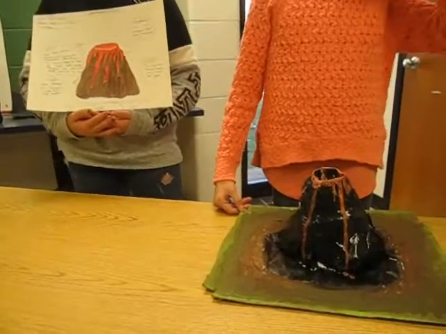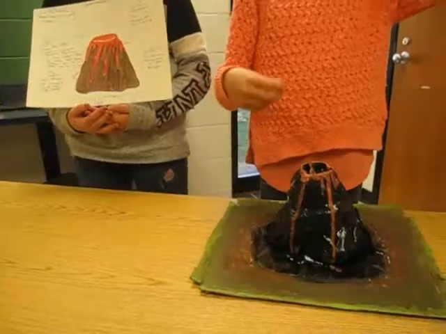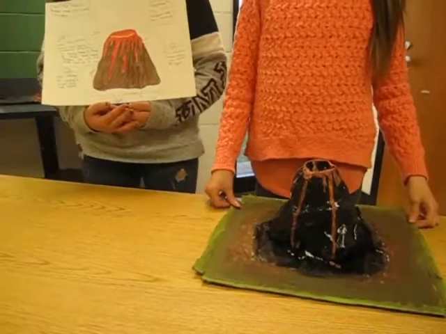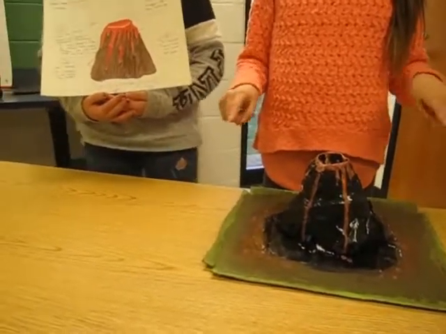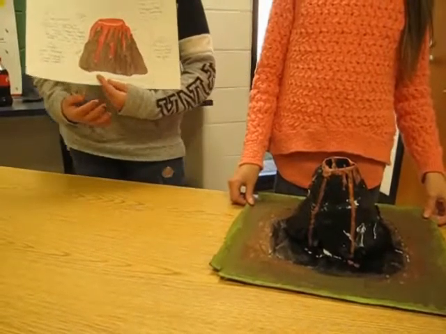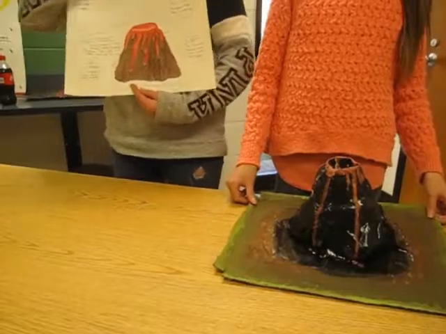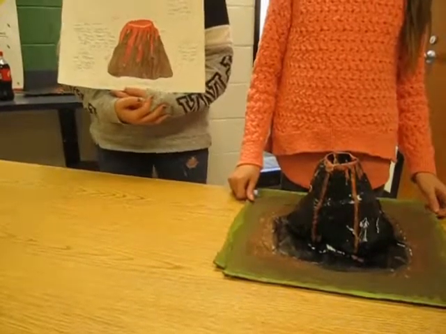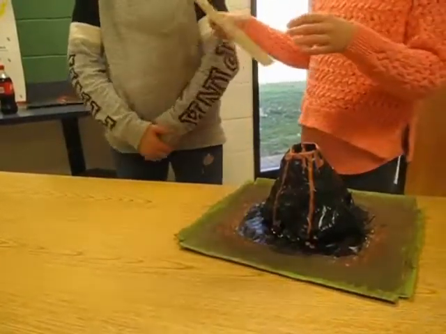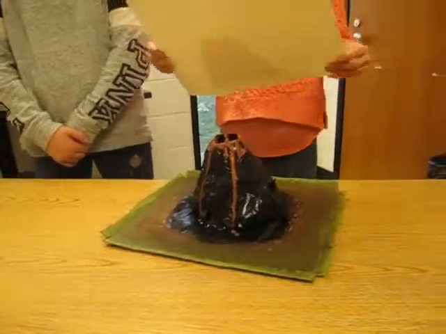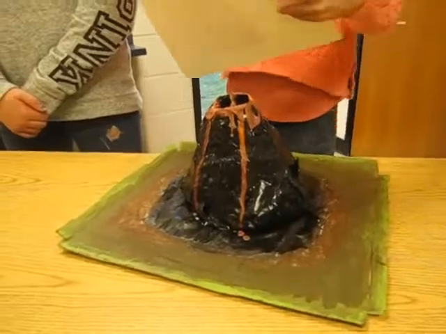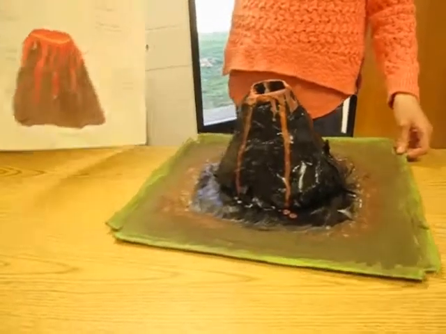This is my volcano, and I painted it and put duct tape around it. The tectonic plates are repelling and going away from each other, so it's called divergent. And the volcano is usually formed on oceanic plates. And the tectonic plates move 1 to 2 inches per year. That's it.